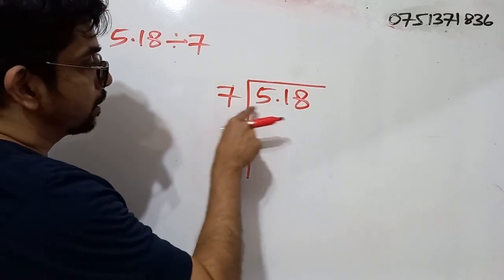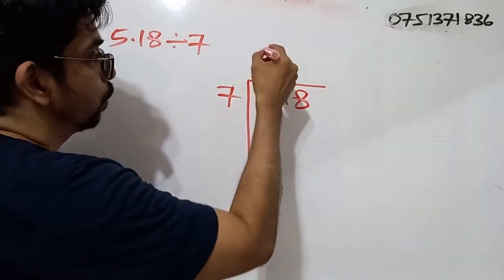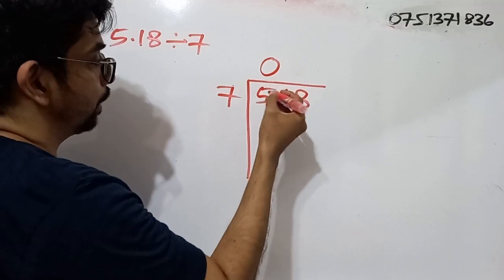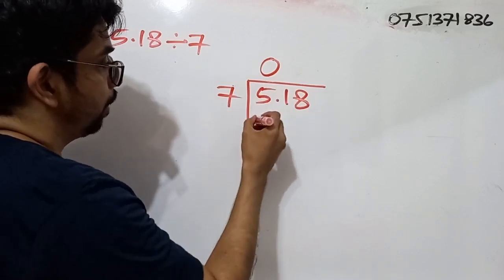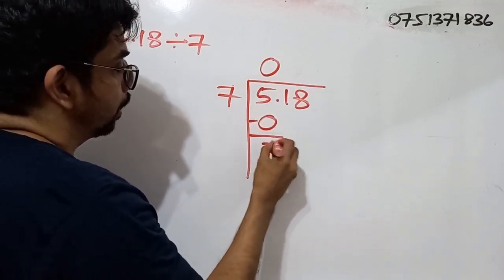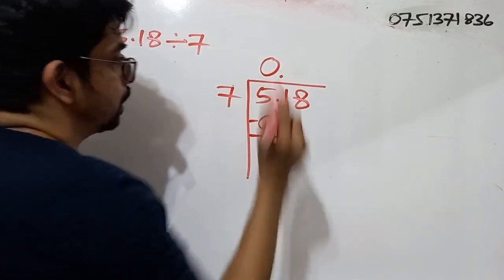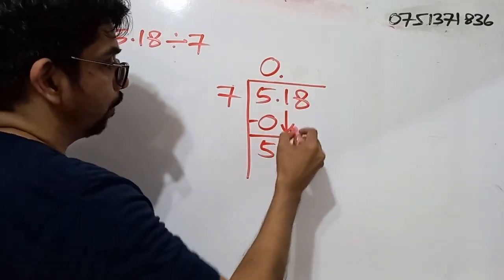So how many 7's are there for 5? None. So we put a 0. 7 times 0, what is that? 0. 5 minus 0, we get a what? 5. Then put the decimal point and drag down the 1.